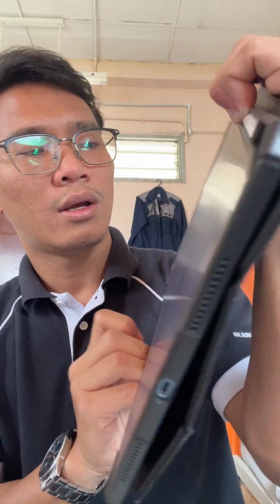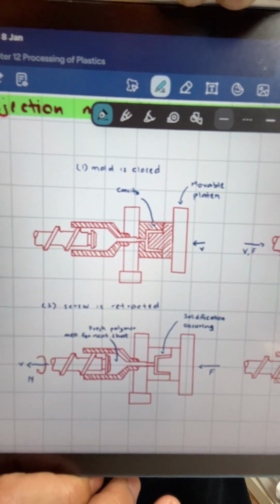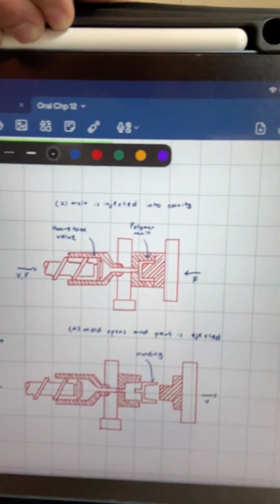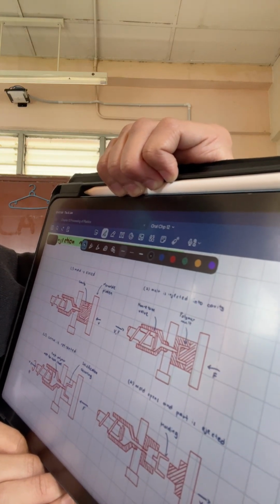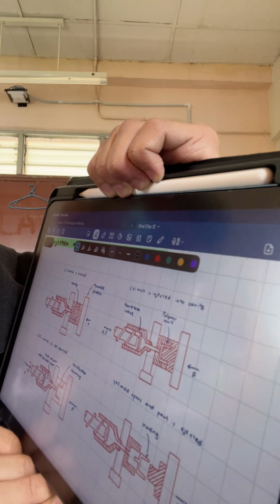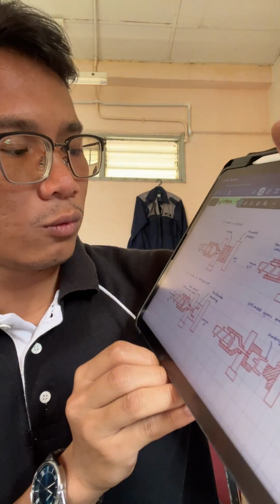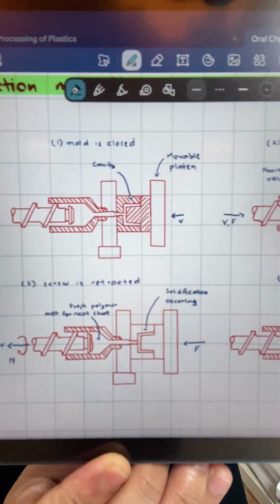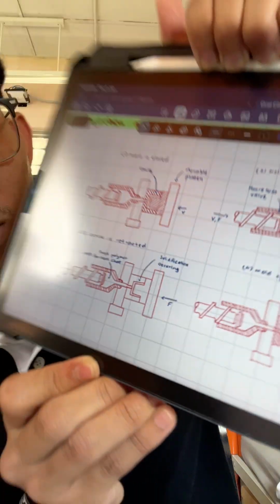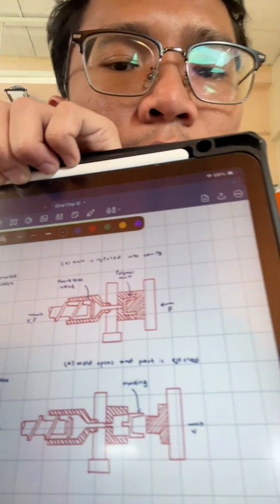This is the injection molding process cycle for the car bumper. So the first one is the mold will be closed, and then the second, the polymer will be injected into the cavity. The third one is the screw will be retracted, and the last one will be the mold opens and the part is ejected.